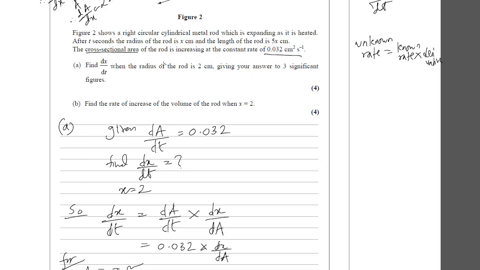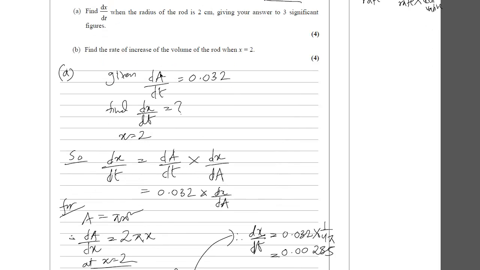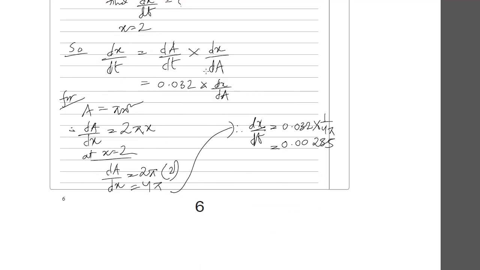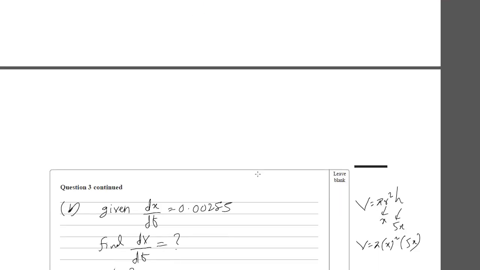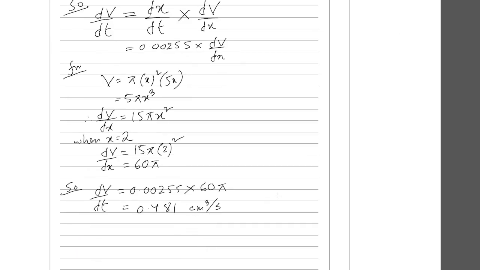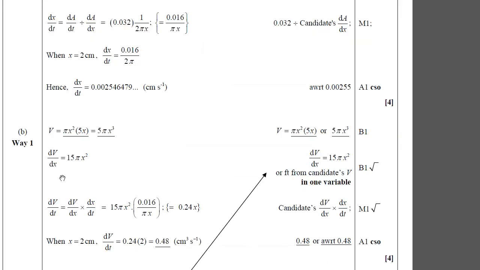Now, one thing is very important. When you write down the answer, your answer has to have a unit. So remember, for area, here it is centimeter squared per second. For length, it is centimeter per second. And for volume, we have to write centimeter cubed per second. So that's what we have to write.